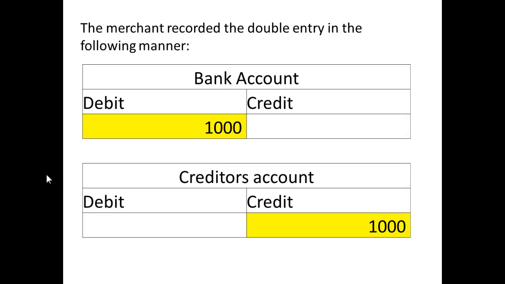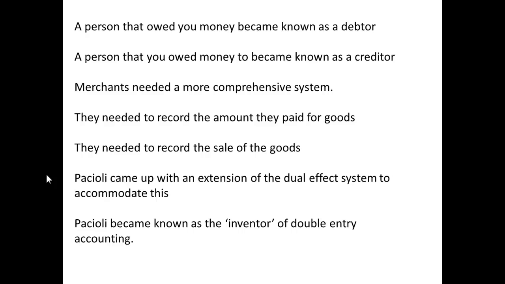The merchant's double entry is of course that he has then a debit to the bank account of £1,000 and a credit to the creditor's account because he's been entrusted with £1,000, and the banker becomes a creditor because money is owed to the bank. So a person that owed you money is known as a debtor, but a person that you owed money to became known as a creditor.